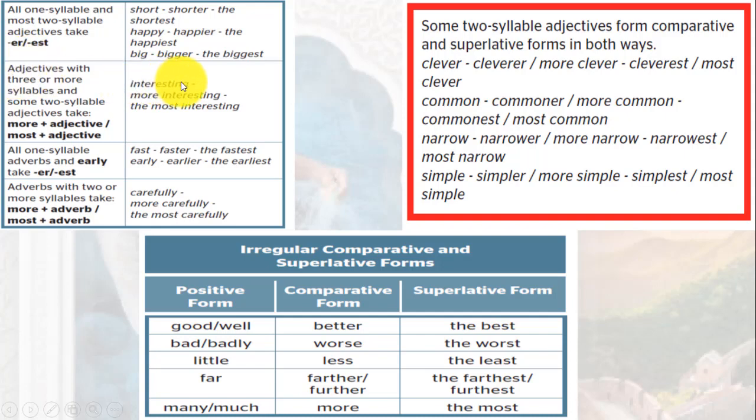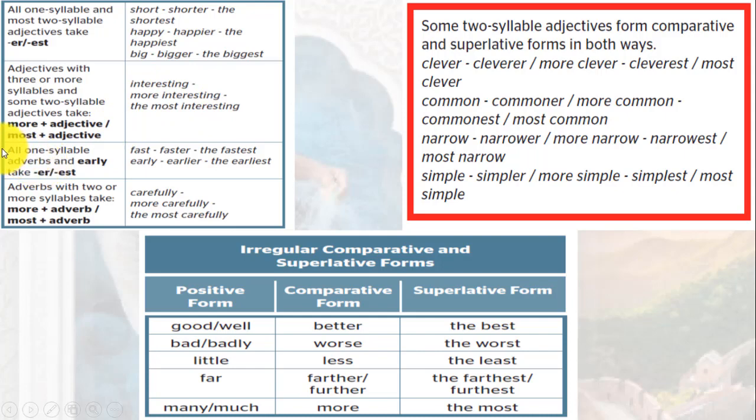We get the comparative and superlative from adjectives with 3 or more syllables, and some 2-syllable adjectives, by adding more before the adjective to get the comparative, or most to get the superlative. Also, of course, we can use less and least. So: interesting, more interesting, and the most interesting.